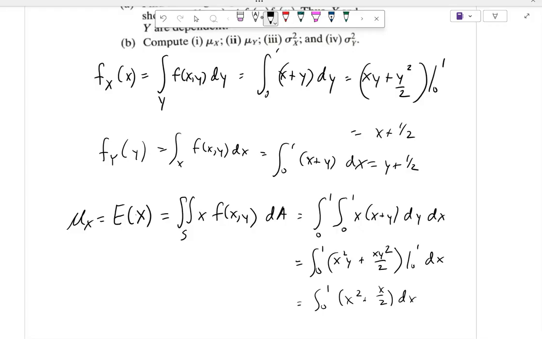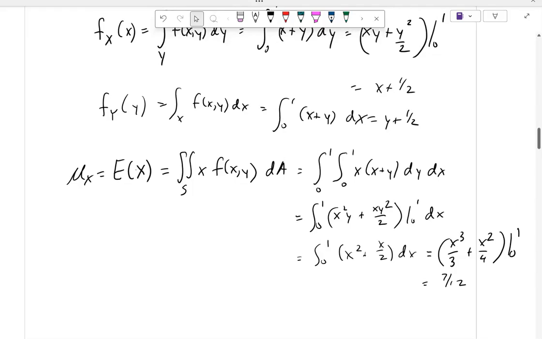All right. This now we integrate. We would get x cubed over 3 plus x squared over 4. A third plus a fourth is 7/12. And that would be the mean. Again, by symmetry, you can probably figure out what the y mean is. Yeah, 7/12. Good. So you should be able to check that. It's very symmetric here, right?